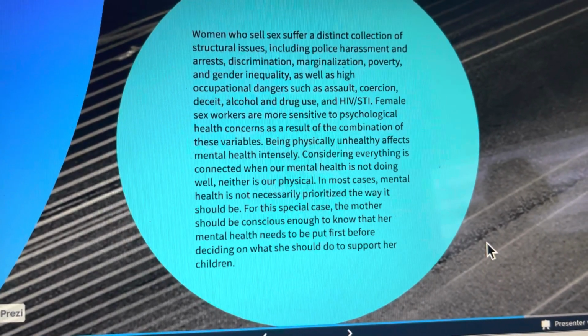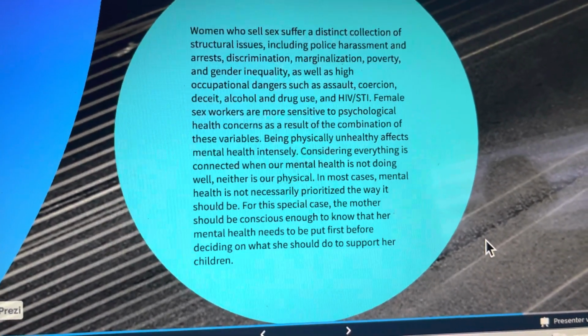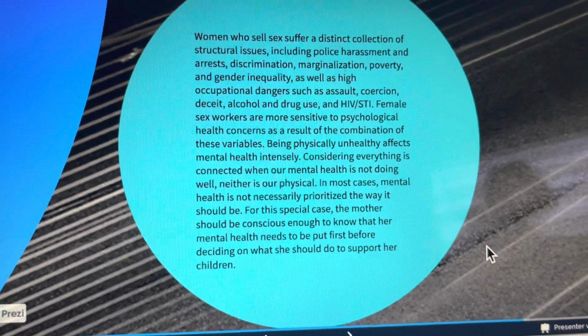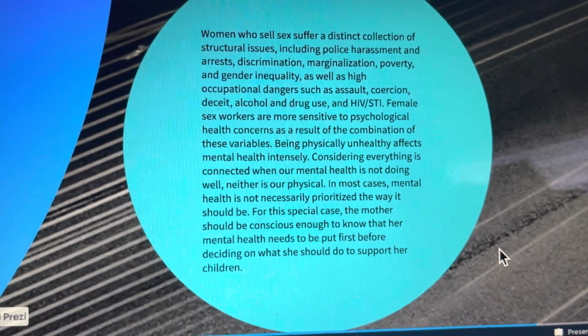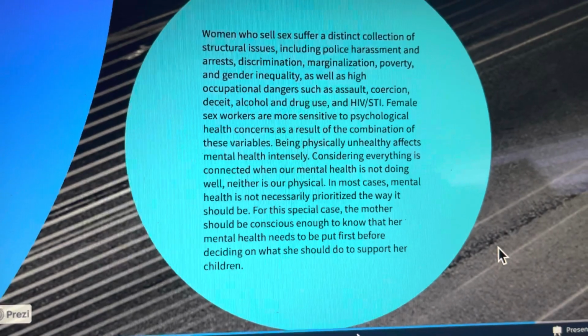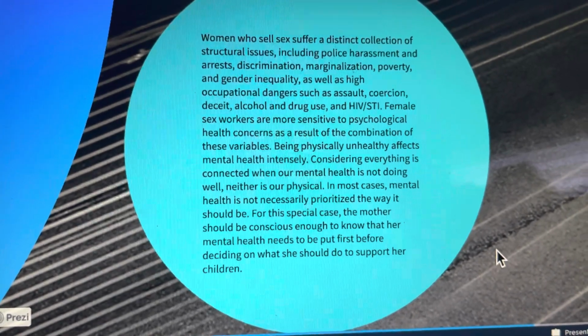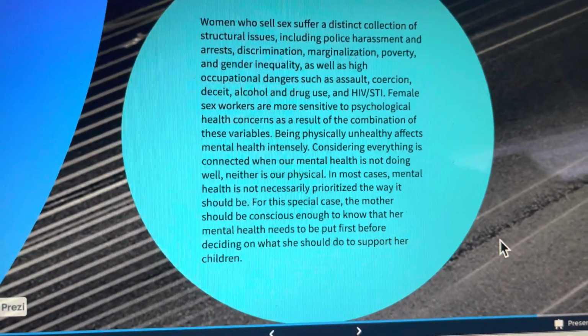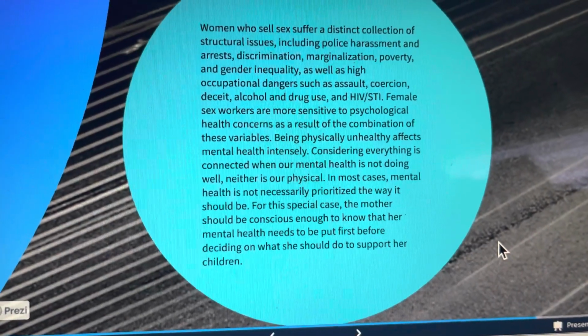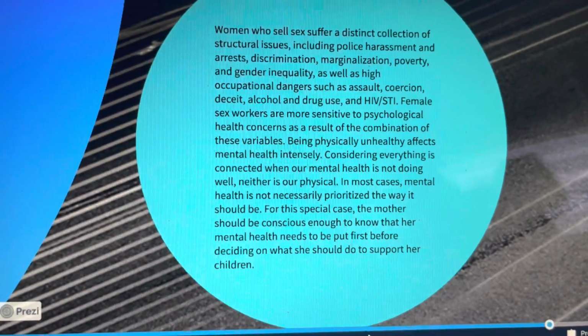Being physically unhealthy affects mental health intensely. Considering everything's connected, when our mental health is not doing well, neither is our physical. In most cases, mental health is not necessarily prioritized the way it should be. For this special case, the mother should be conscious enough to know that her mental health needs to be put first before deciding on what she should do to support her children.